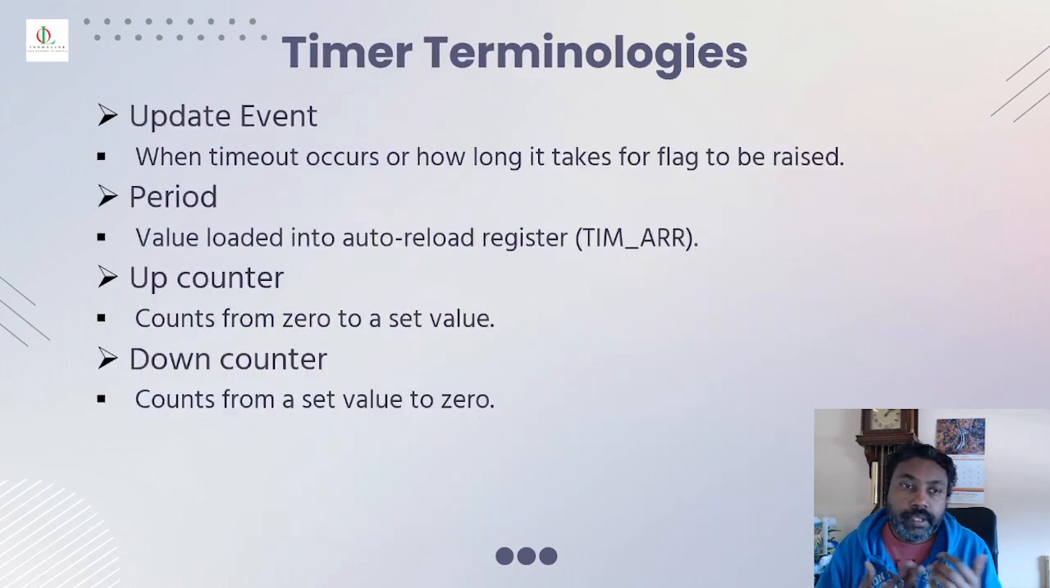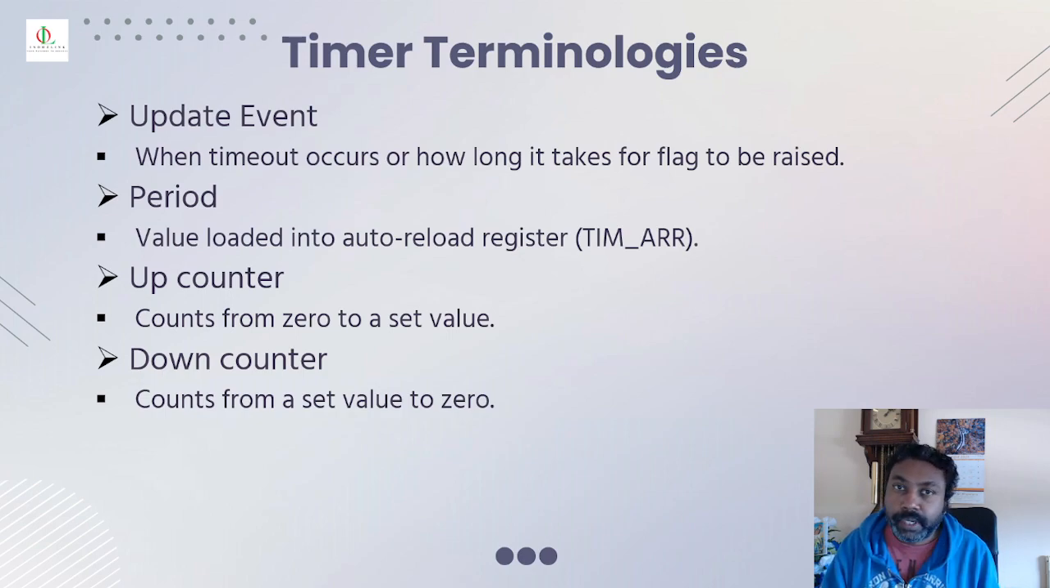And these are all the terminologies associated with the timer. First is the update event. When a timeout occurs, or when a flag is raised, that's called an update event. When any timeout happens, that's considered an update event. The period is the value that's loaded into the ARR register.